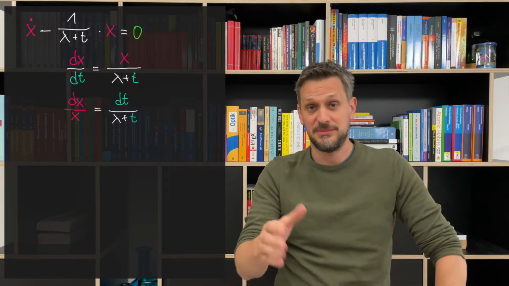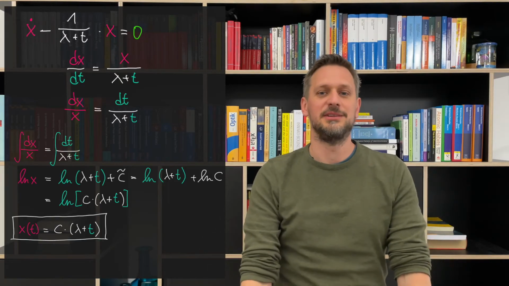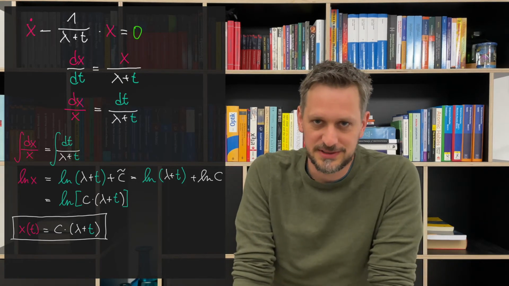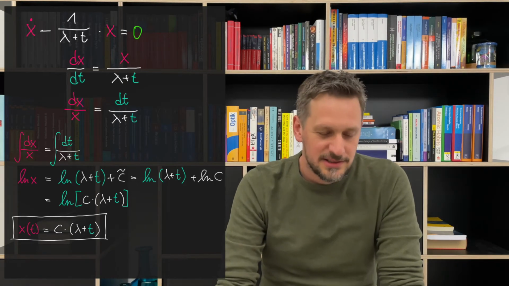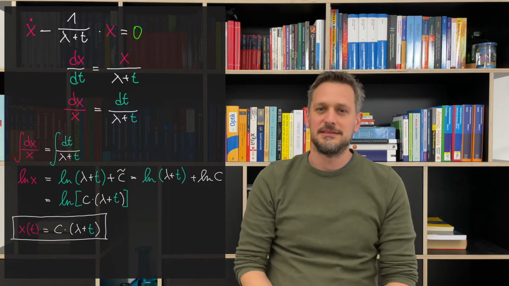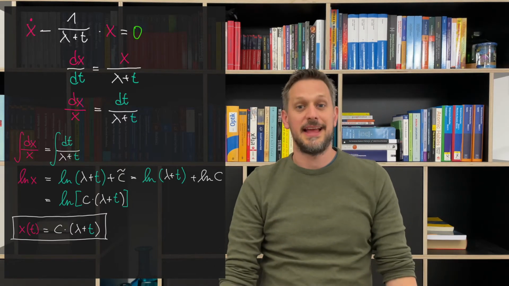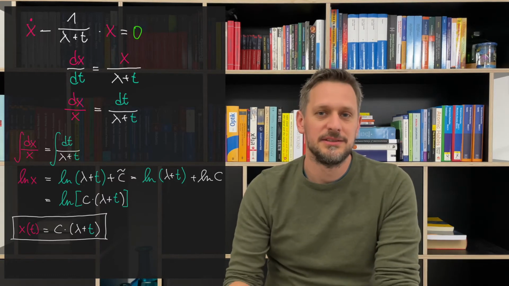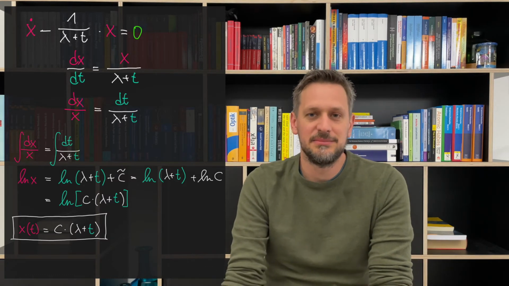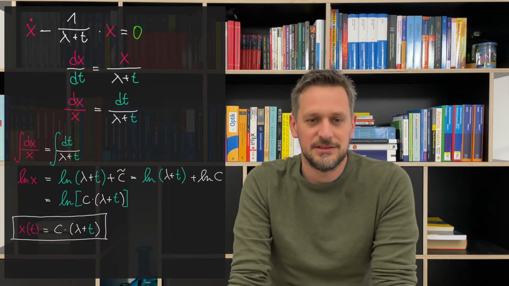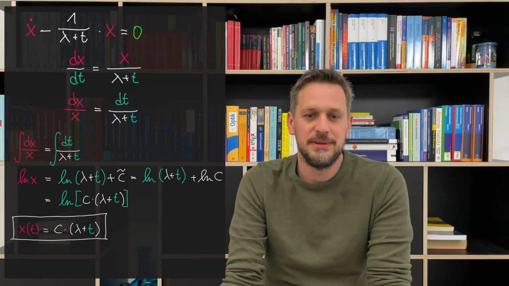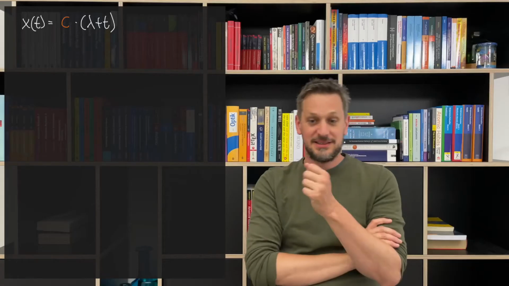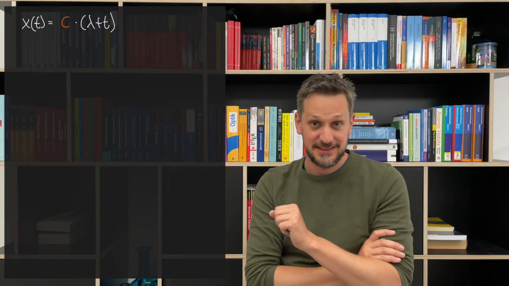Now, given in this form, we can rather straightforwardly integrate the equation on both sides, meaning we get an integration constant c. It's actually more convenient at that point to write the integration constant as ln c, because then we can use the logarithm rules to simplify the expression and simply solve to get x of t is equal to big C times lambda plus t. So that's the simple expression we got there.